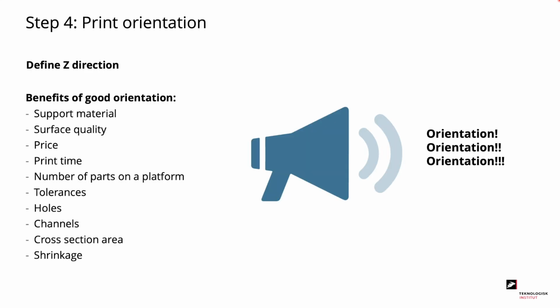Now that we've defined the contact areas, we need to look at the print orientation. The orientation is very important, both because it gives some benefits if you have a good orientation and it impacts your design. When talking about orientation, the vertical direction, also known as the Z direction, is the most important. Some of the benefits of a good orientation could be that you reduce the need for support material, you improve the surface quality, and you get a shorter print time.